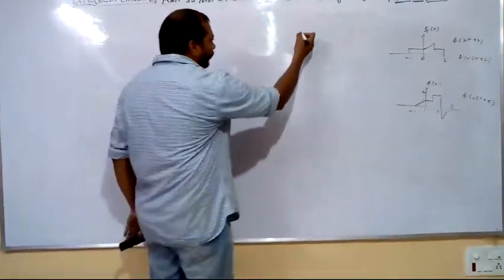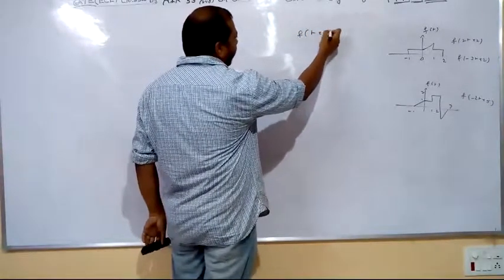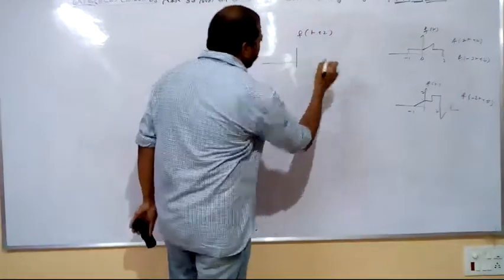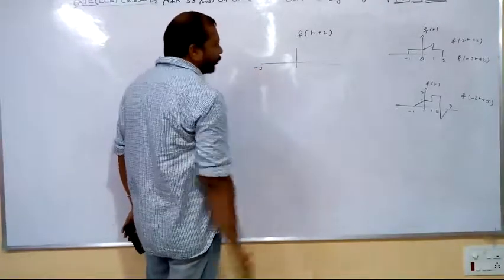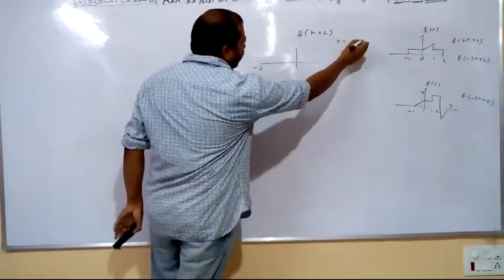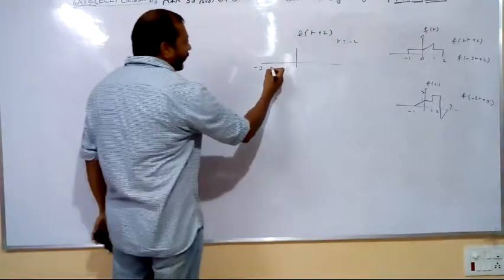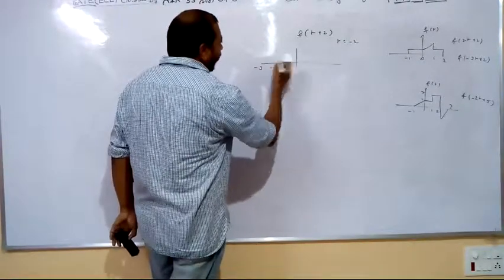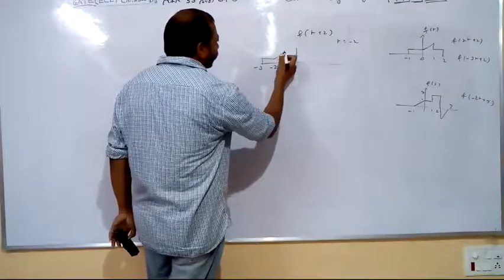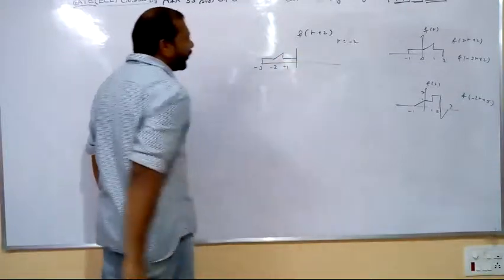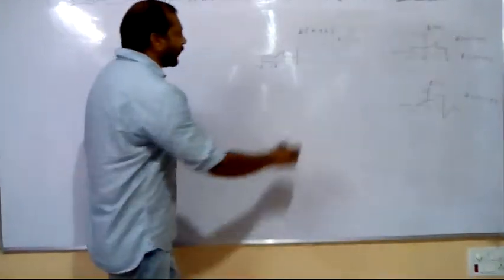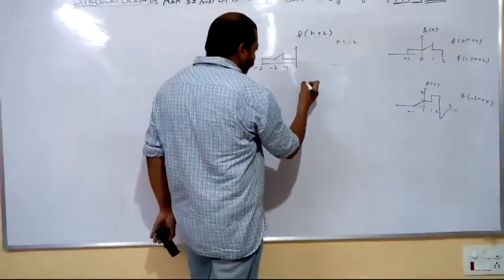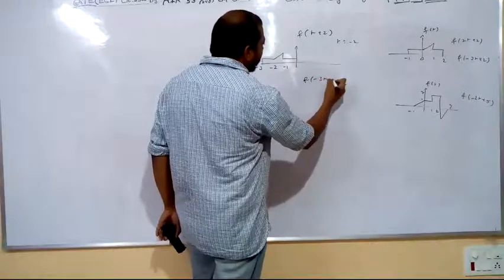First I am writing the normal procedure, which is f of t plus 2. T plus 2 equal to 0 means t equal to minus 2. You have to add t equal to minus 2 to each and every instance of the signal. This will become minus 3, minus 2, minus 1 and 0. So the shape of the signal is like this. This is our f of t plus 2, already drawn. From this, now we have to write f of minus 3t plus 2.